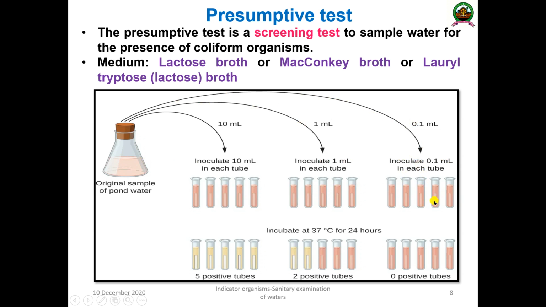The third tube, here you can see you have to add 0.1 ml. Here it is already there. How much is there? 9.9 plus 0.1, 10 ml. Here 20 ml total. Here 10 ml. Here 10 ml. Okay, so now you have added.